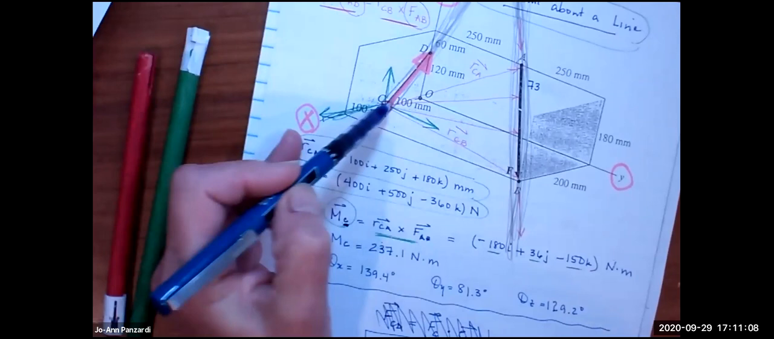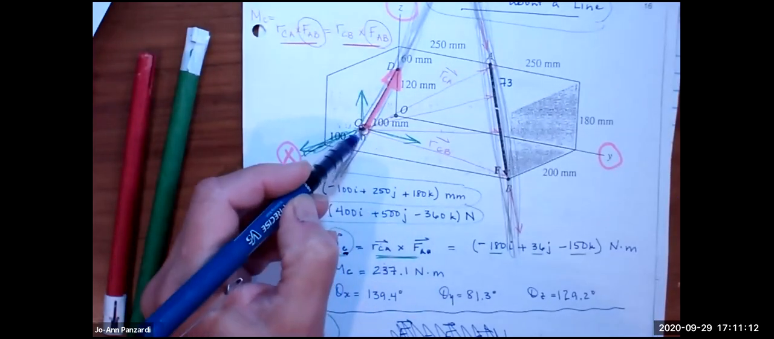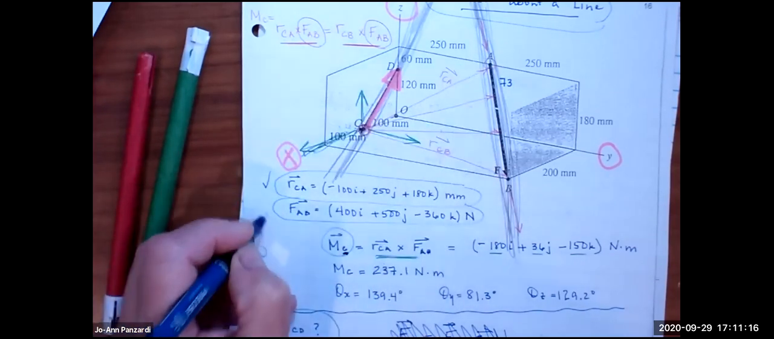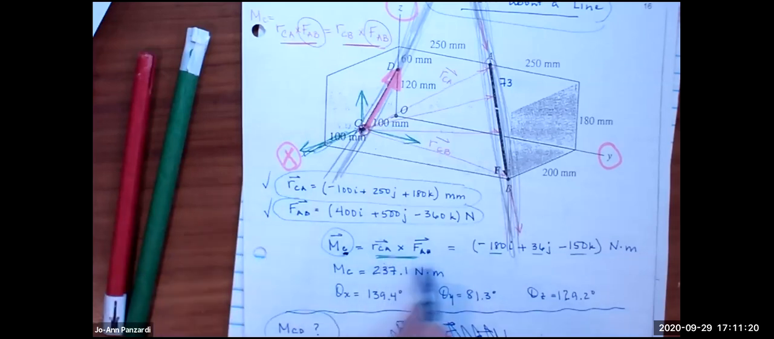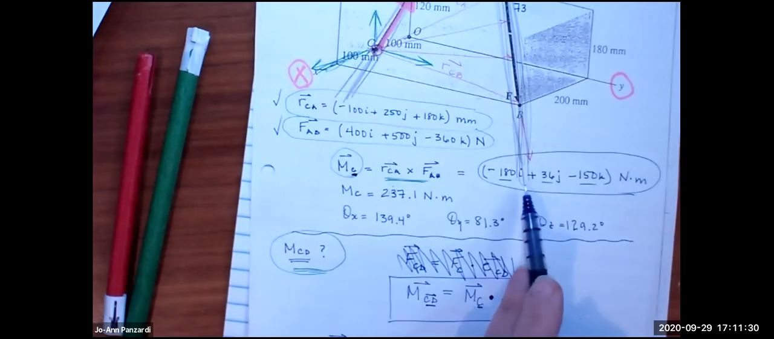Okay, so I want to go backwards. The problem on Thursday asked you to find the moment about point C. So we figured out what RCA was, we figured out the vector form of the force, we did R cross F, and we found the moment about C. Then in order to find the moment about CD, we dotted the moment we got on Thursday with the unit vector.